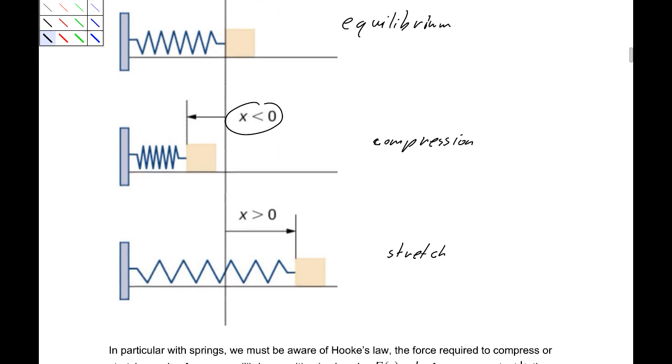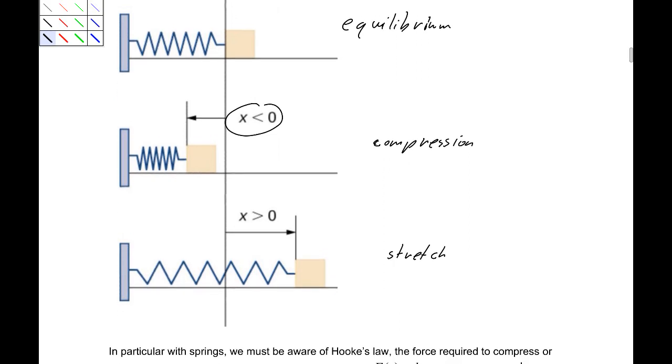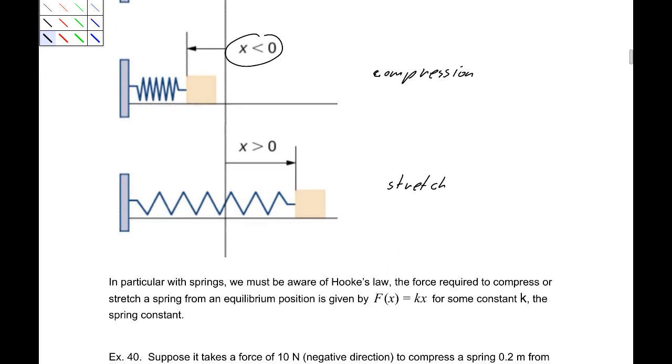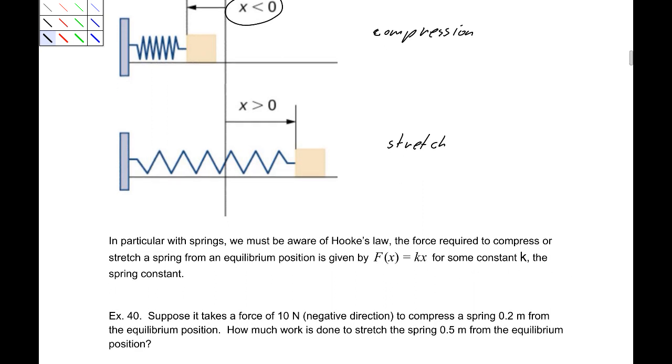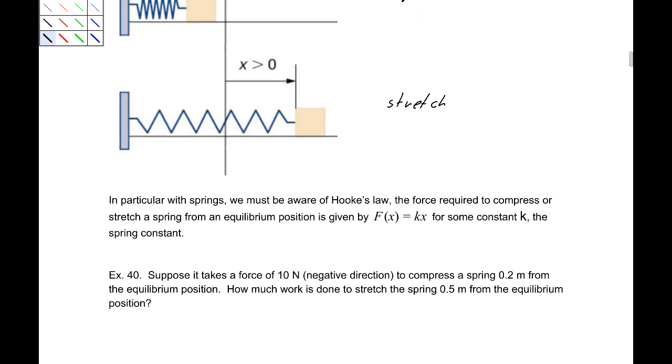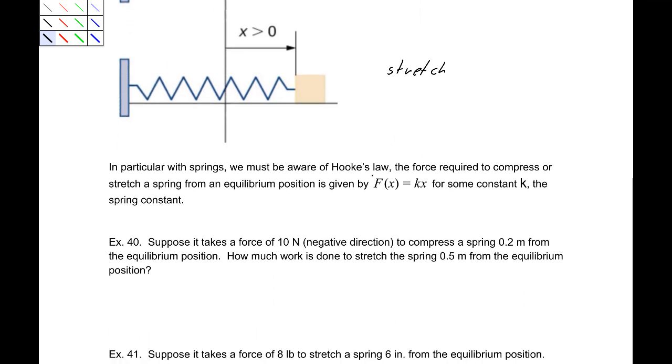Okay, so in particular with springs, we have something called Hooke's law, which says that the force required to compress or stretch a spring from equilibrium position is given by f of x equals kx for some constant k. So the k is going to depend on the spring. It's called a spring constant. So the first thing we're going to actually have to do is find what the spring constant is for this example here. But remember, we have f of x equals kx.